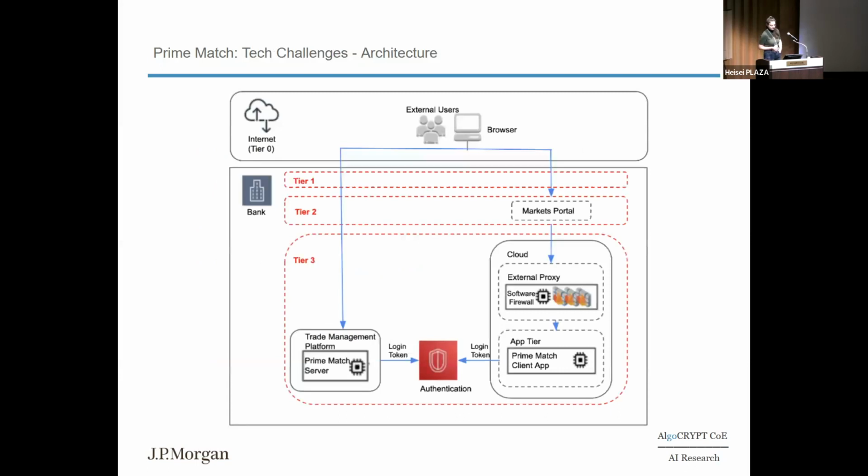So here is the architecture of the system. I cannot point, but essentially what happens is the clients connect through the browser, and then we have this JP Morgan markets portal, where they connect to the Primatch UI, which is actually on the cloud. And then on the left side, we have this trading platform where we have our Primatch server, which is the bank in the previous examples that I was talking about. And these were systems that already existed in the bank, so we had to integrate all our code here, and there was yet another set of challenges. I'm not going to mention them, but there were a lot, okay?